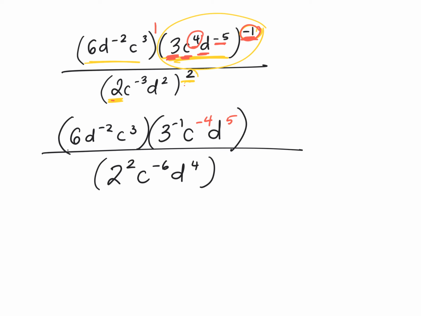multiply, so we need to simplify the numerator. So we still have something to do with the numerator. Before we can divide this, let's simplify the numerator. Let's make it shorter. So what we're doing is we're going to multiply the powers with the same base.